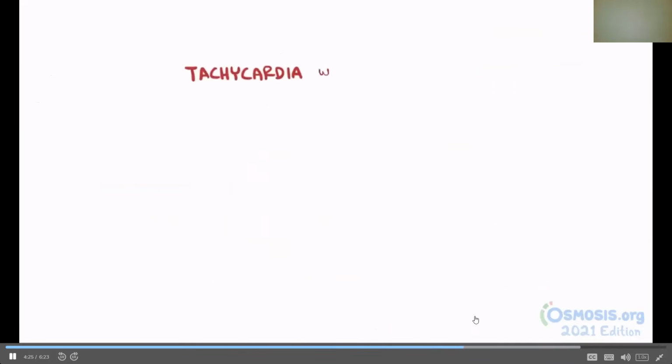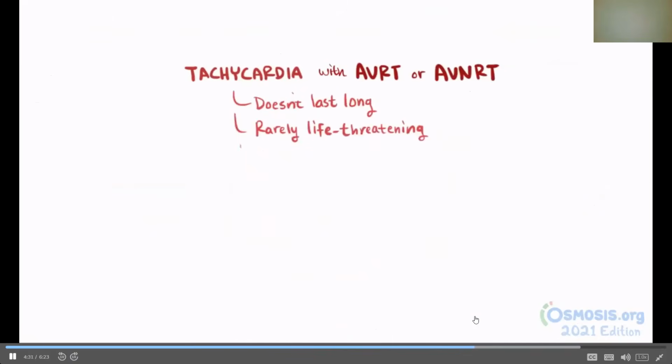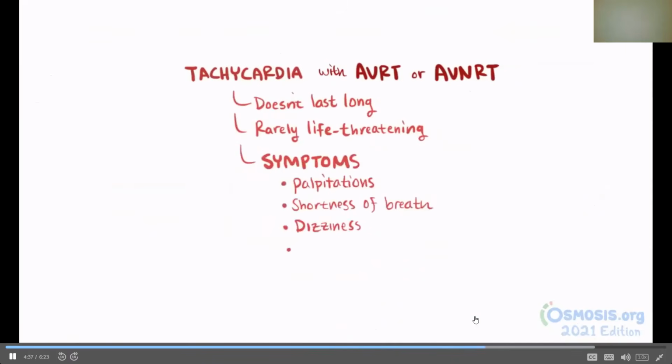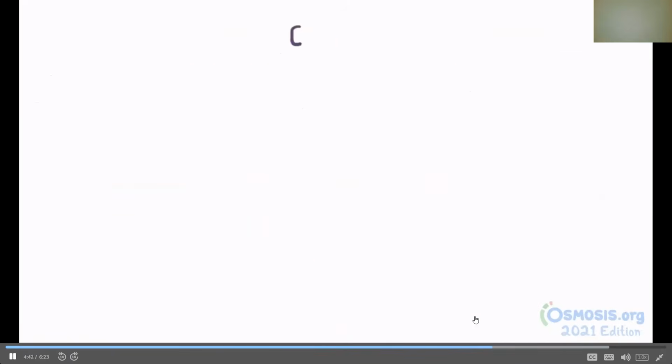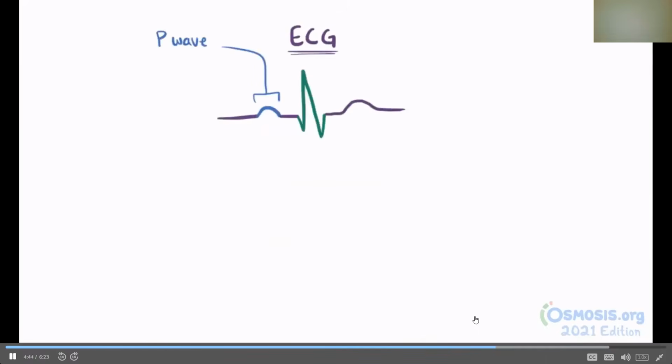The tachycardia with AVRT and AVNRT typically doesn't last very long, and both are rarely life-threatening. They can, though, both produce symptoms like palpitations, shortness of breath, and feelings of dizziness, as well as syncope or fainting, in rare cases. With an ECG, the P wave is a signal from atrial contraction, and the QRS is the signal from ventricular contraction.